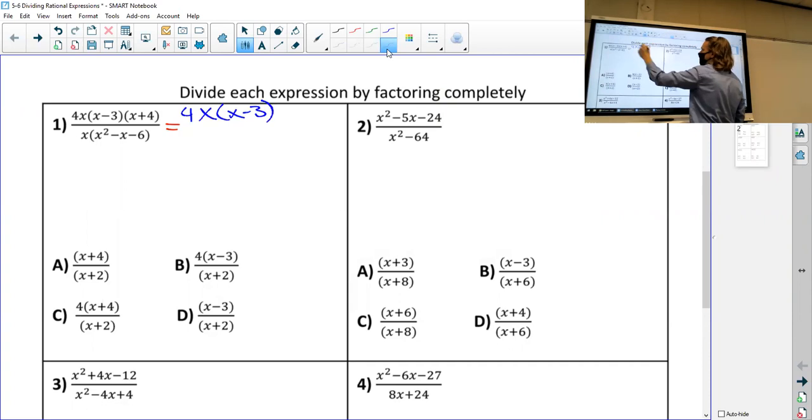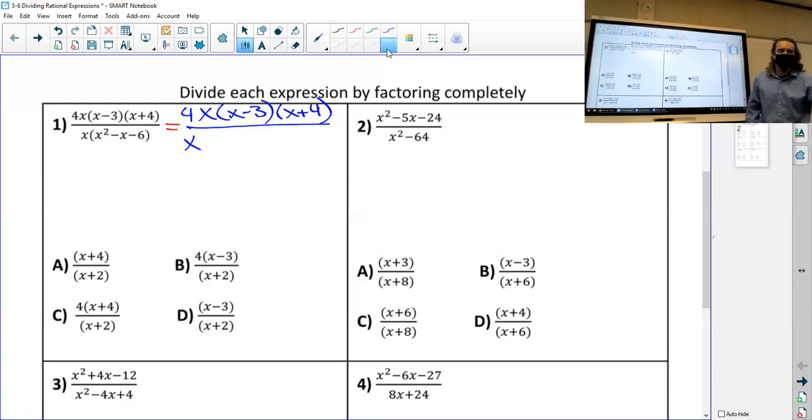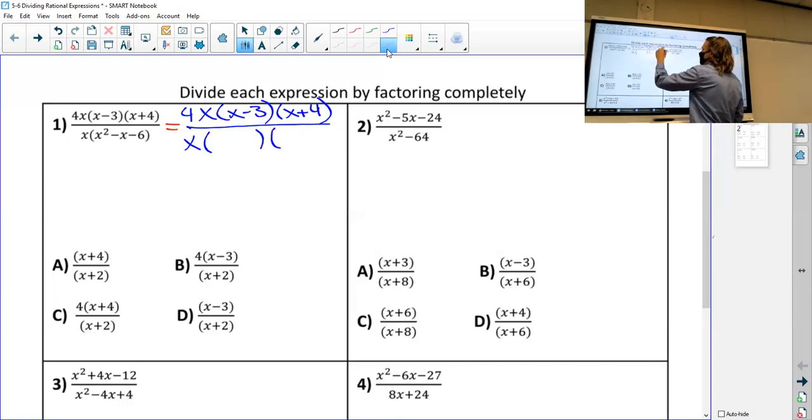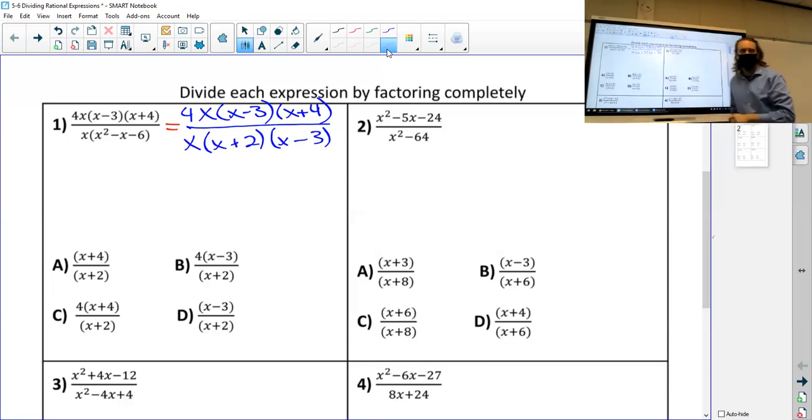X minus 3, x plus 4. But on the bottom, we have a quadratic, x squared minus x minus 6. Can you factor that? Yes. What two numbers multiply to give you negative 6 and add to give you negative 1? It's definitely 2 and 3, right? What are my signs though? Negative, positive. So negative 3, positive 2. Since it's a negative 1, the negative has got to be the bigger of the two numbers.